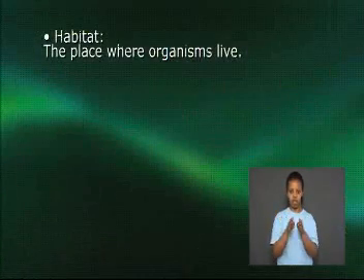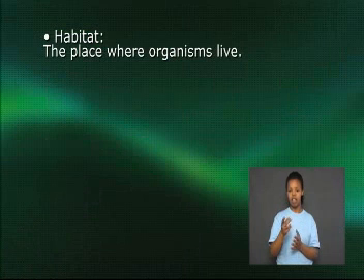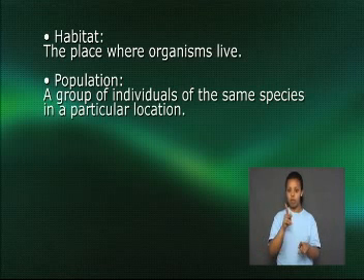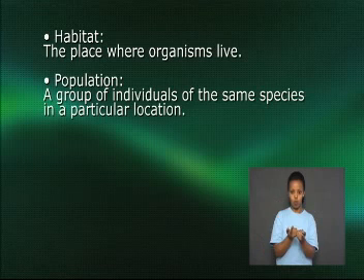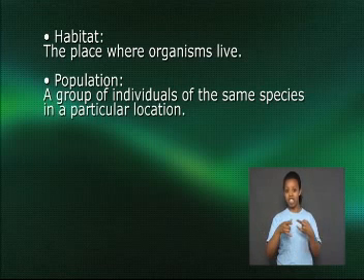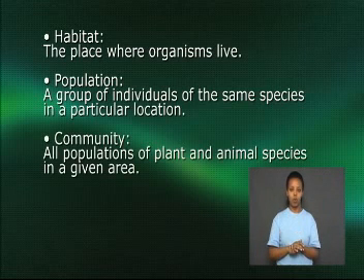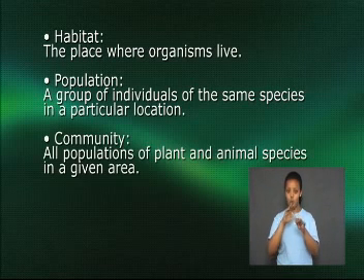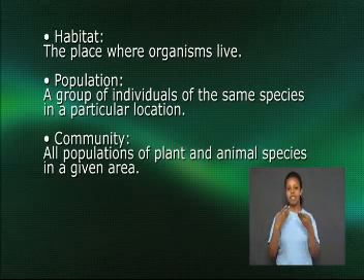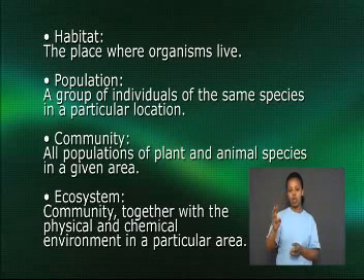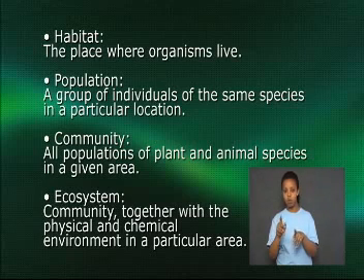The term habitat describes the place where organisms live. The term population describes a group of individuals of the same species in a particular location. The term community describes all of the populations of plant and animal species in a given area. The term ecosystem describes the community together with the physical and chemical environment in a particular area.